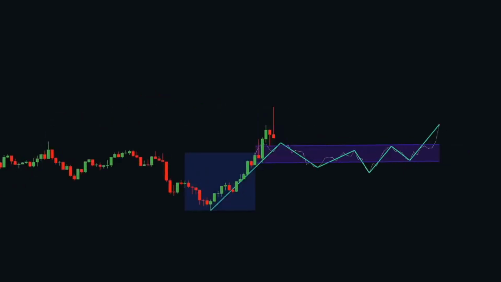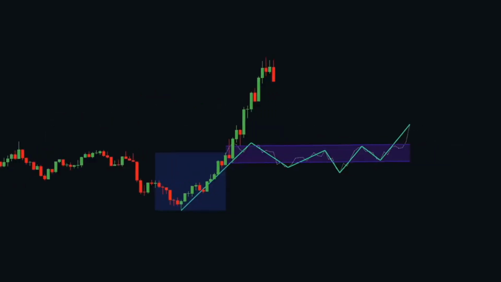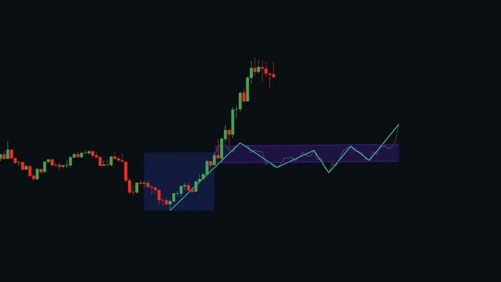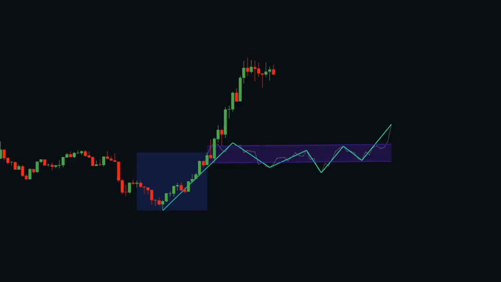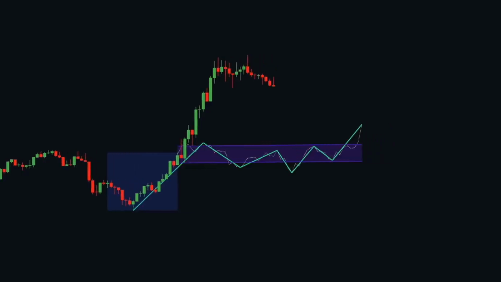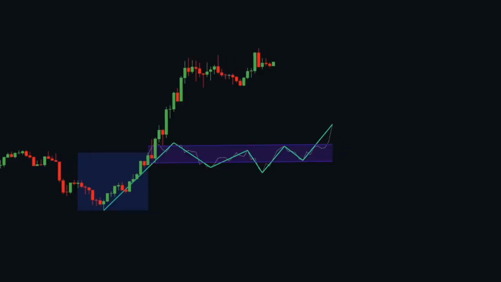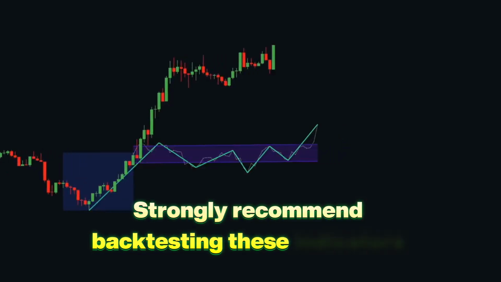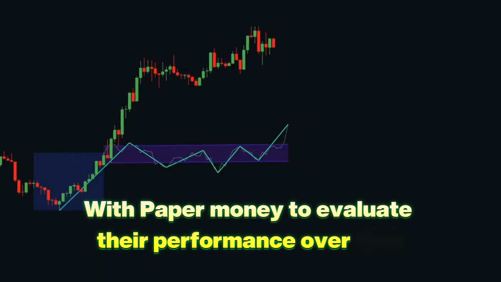However, it's important to note that while the next pivot can provide valuable insights, its projections are based on past similarities, which may not always predict future movements accurately. Market conditions can change and random fluctuations may affect the reliability of the projected pattern. That's why I strongly recommend backtesting these indicators with paper money to evaluate their performance over time.